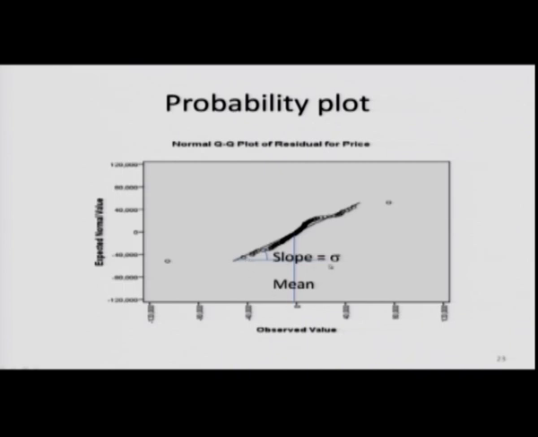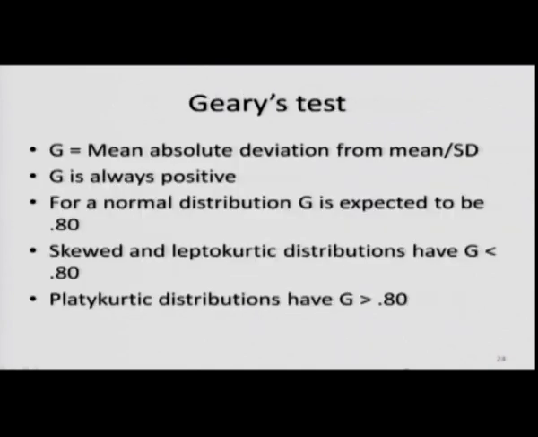These are observed values and these are z values corresponding to the distribution, and the mean is at 0 and the slope is sigma. This is the mean of the distribution and this is the slope. Geary's test is defined as mean absolute deviation from mean divided by standard deviation.